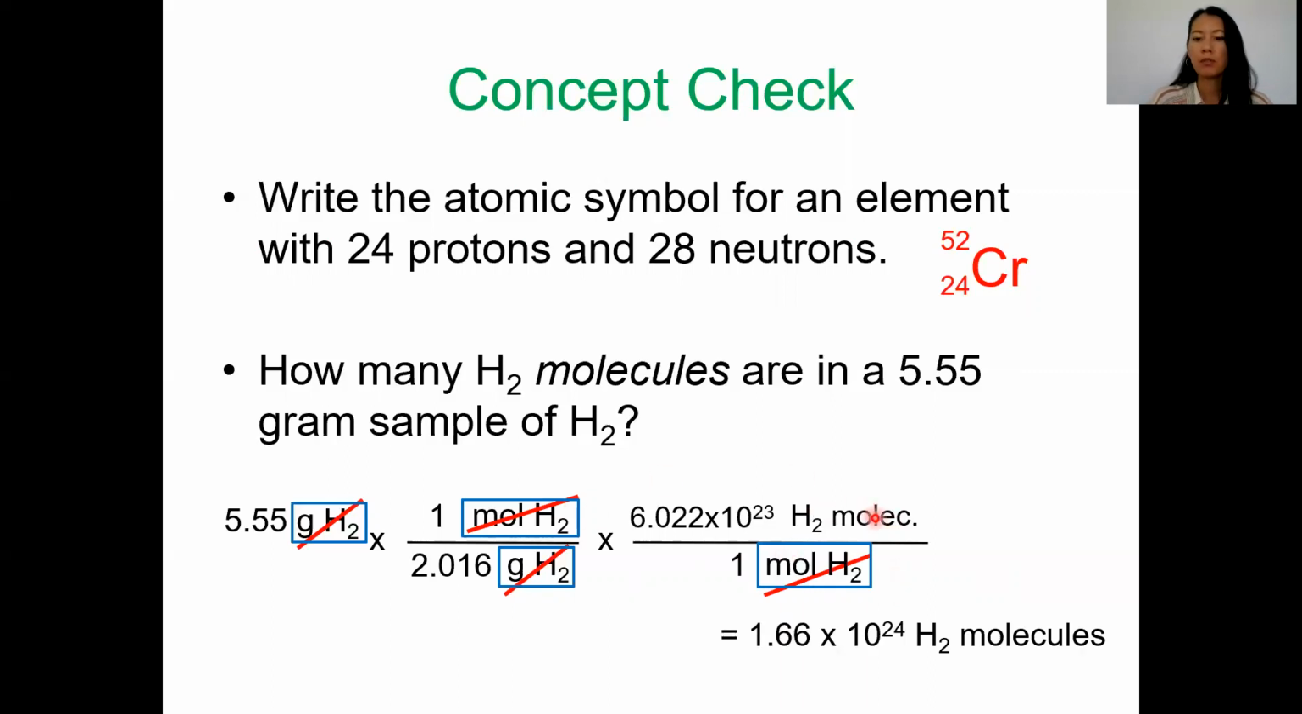Notice everything cancels. You're left with the number of molecules. Out to 3 sig figs, you get 1.66 times 10 to the 24. Okay, I'm going to end here, and we'll continue more later.